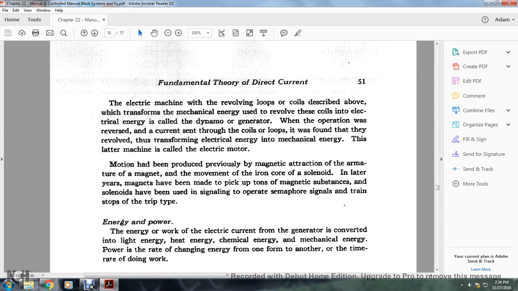The electrical machine has the revolving loop. The coils described above transform the mechanical energy used to revolve the coils into electrical energy, called the dynamo or generator. When the operation was reversed, and current was sent through the coils and loops, it was found that they revolved, transforming electrical energy into mechanical energy.